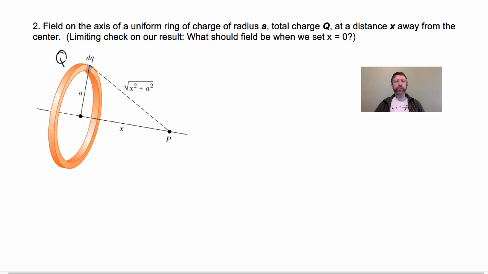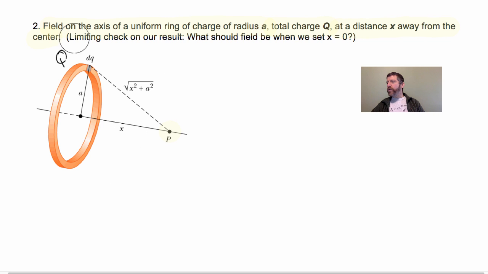Our next derivation is a real fun one. What is the field at point P right here, which is on the axis of a uniformly charged ring of radius a? It's got radius a right there, total charge is Q, and we're trying to find the field a distance x away from the center, right here on the axis.